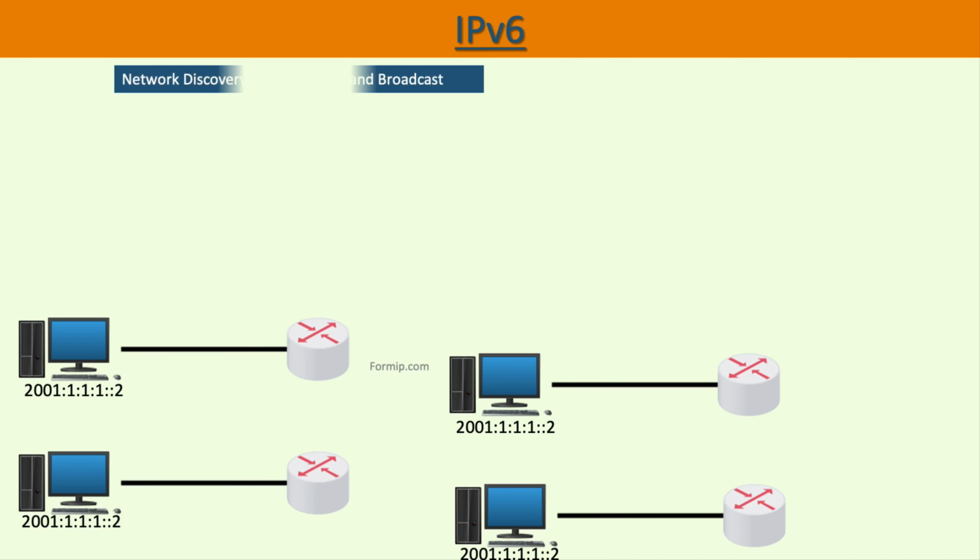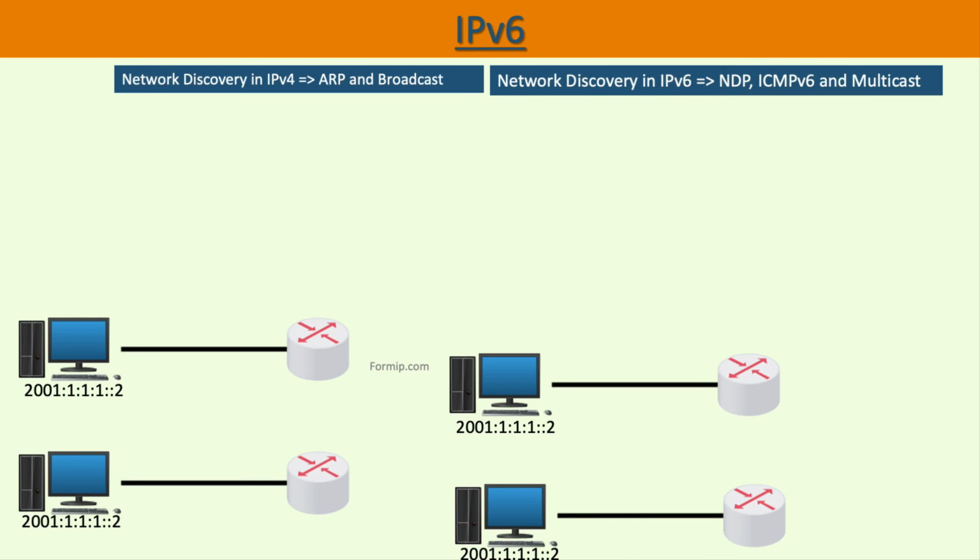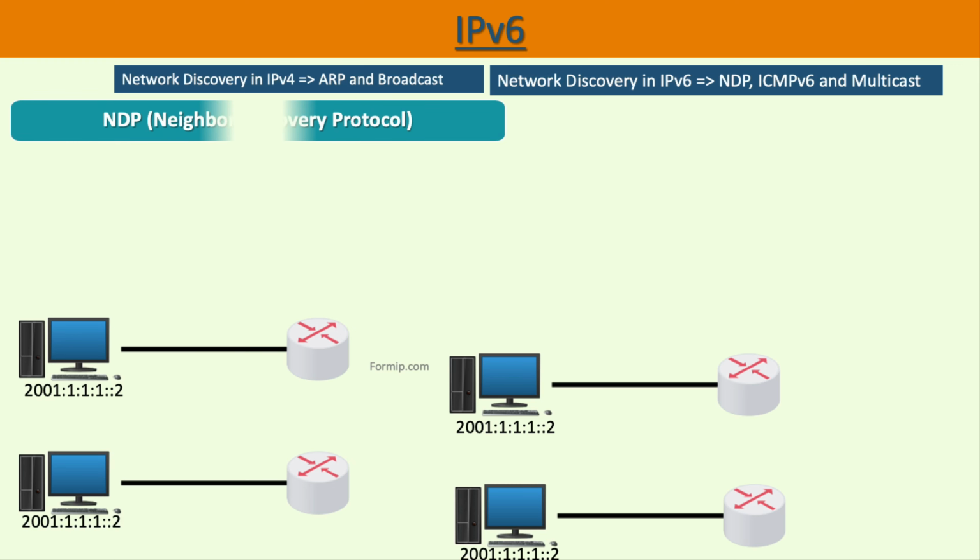IPv4 discovers the equipment on its network using the ARP protocol and broadcasting, and IPv6 uses the following protocols: NDP, ICMPv6, and multicast to discover the network. The NDP protocol has 4 functions.